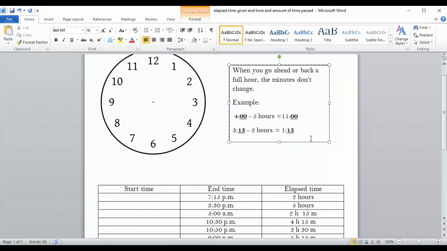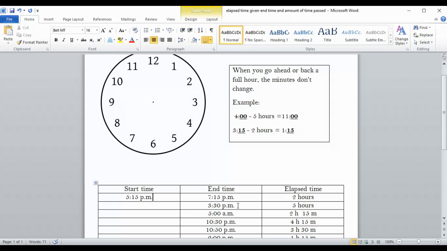So if we are at 7:15 and we go back 2 hours, I'm going to put my cursor there and say, okay, I'm going to go back 2 hours from 7:15. So 2 hops, 1, 2. I'm going to be at 5:15 because I went back a complete 2 hours. I do not have to change the minutes. They're going to stay at 15. We were at 7:15 in the evening. 2 hours before that would have been 5:15 p.m., which is also evening time or late afternoon time.